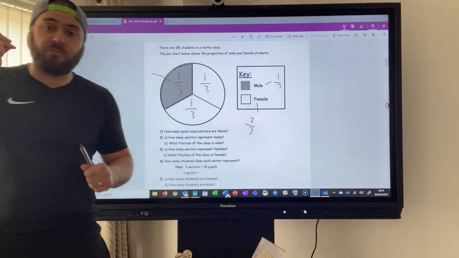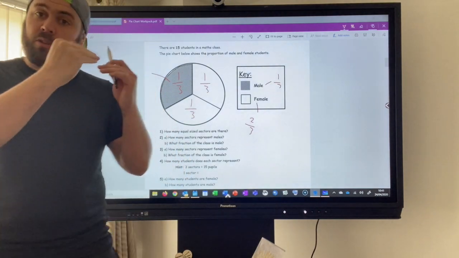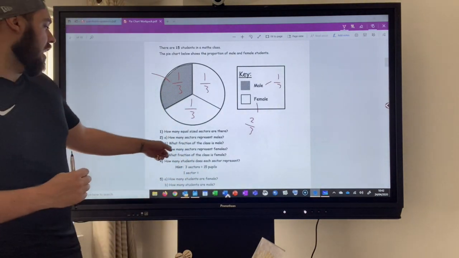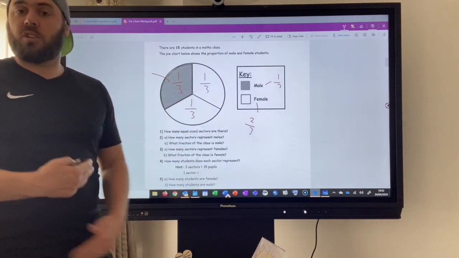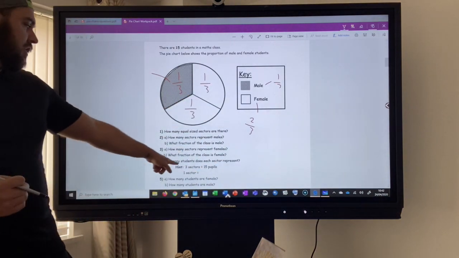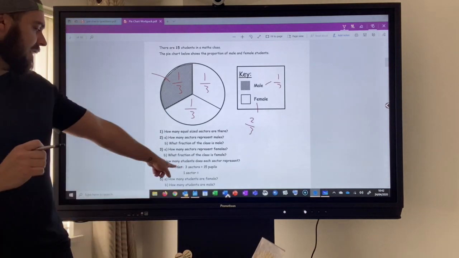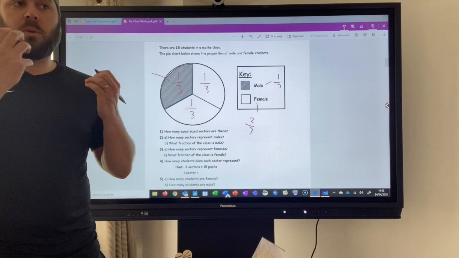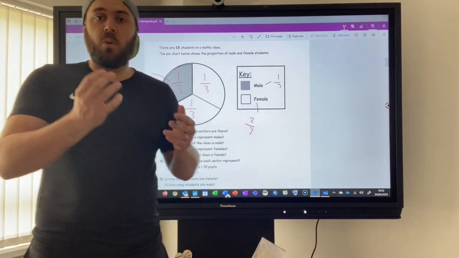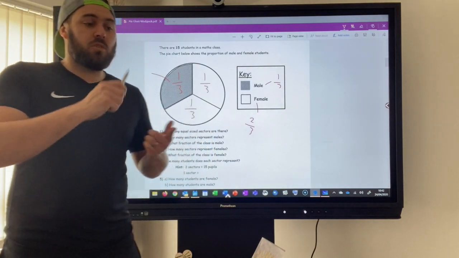And that's something you can do very quickly in your head when you're looking at it, but it's good to break that down and showcase it. How many sectors represent females? Two. What fraction is this? 2/3. We've done that so far. How many students does each sector represent? So the hint is, three sectors is 15 pupils. And this is what it boils down to. Whenever you're approaching a pie chart, what you always want to try and work out is, what do you know?